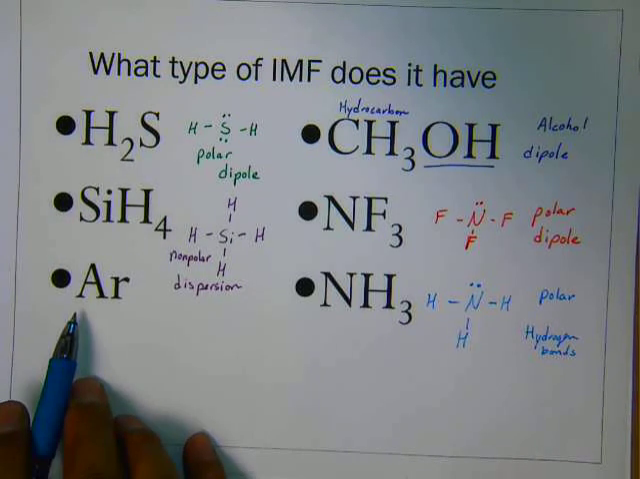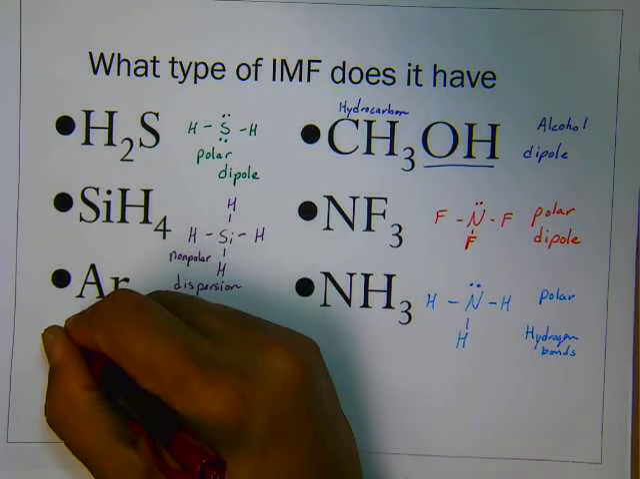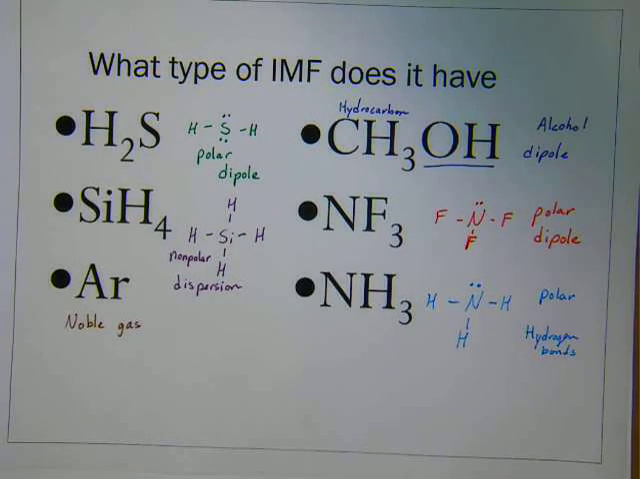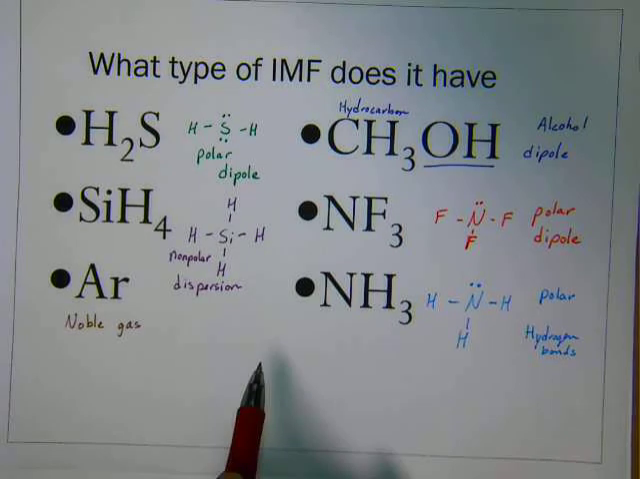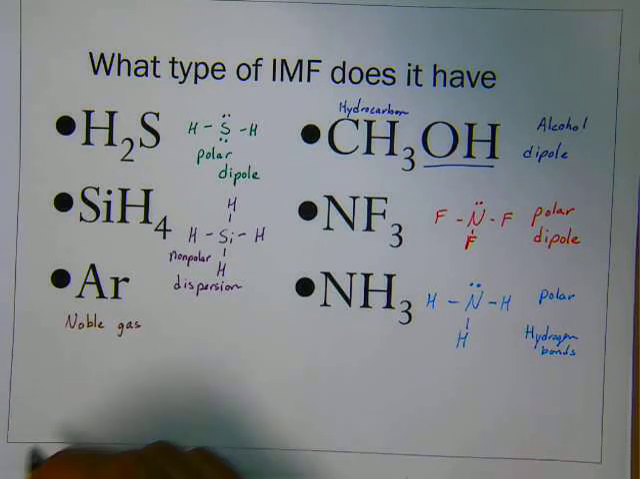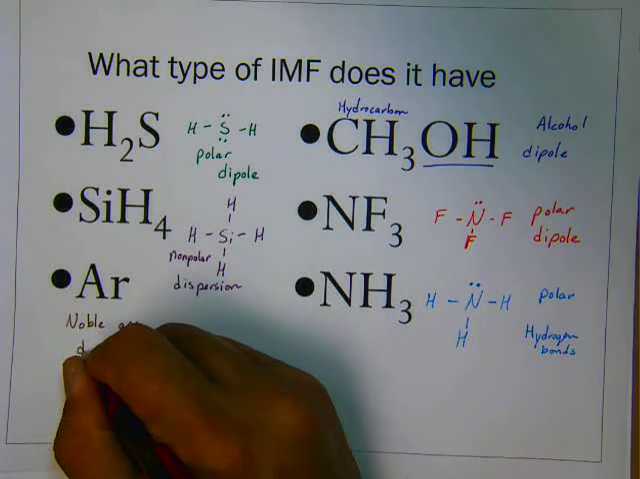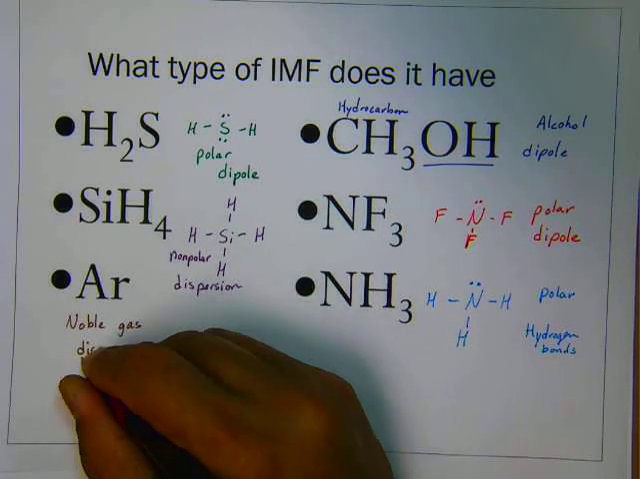Now back to argon. What we know about argon is that it's a noble gas. What that means is that at room temperature, argon is a gas. So solid argon or liquid argon has to have some pretty weak forces to hold it together. Anytime something's a gas at room temperature, dispersion forces hold them together when they're a solid or a liquid.